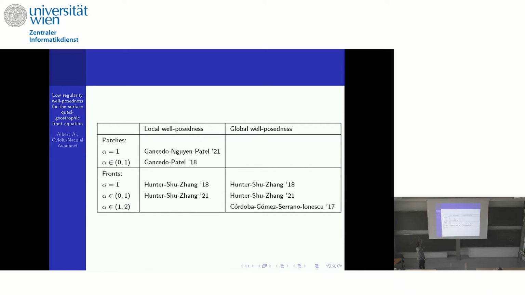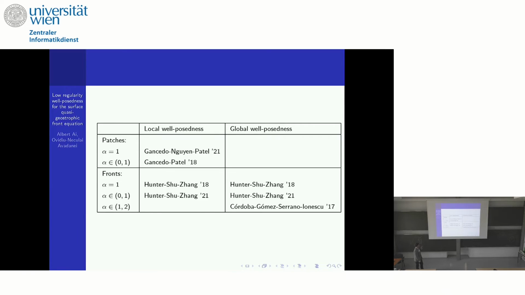Okay, this is a summary of the results that are known up to this date regarding the well-posedness of these equations. So for fronts, when alpha is equal to 1, Hunter, Shu, and Zhang proved in 2018 that the problem is locally well-posed in H^s of R, where s is greater or equal than 5, also under the assumption that the nonlinearity satisfies a certain series expansion. And they also extended these results to the range when alpha is between 0 and 1.